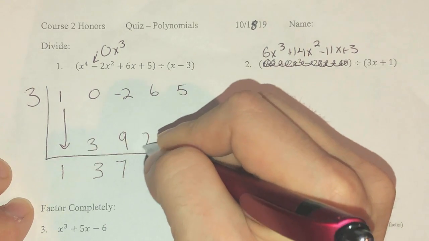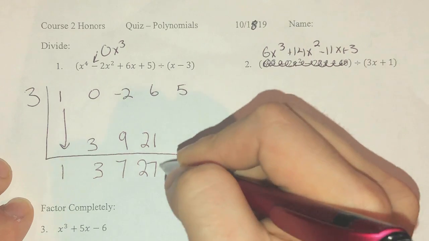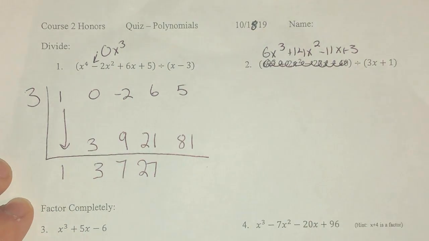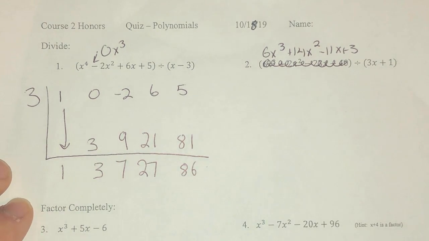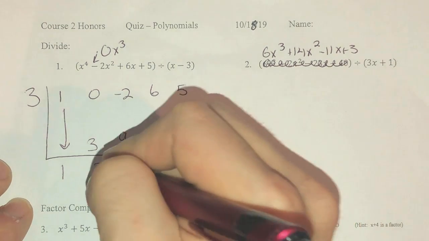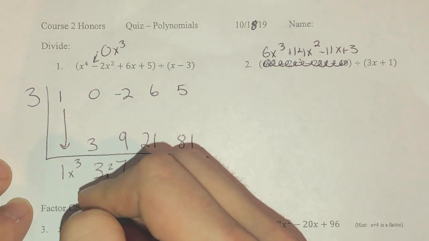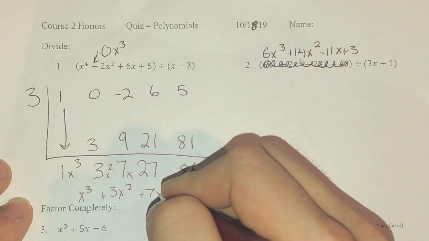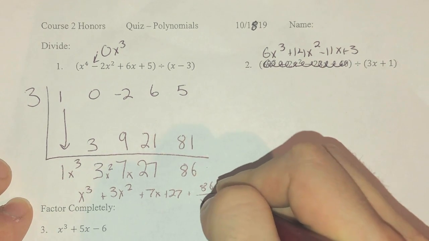7 times 3, giving me 21. 21 plus 6, giving me 27. 27 times 3, that you had a calculator for, giving me 81. Adding up 5 and 81, getting 86. So our answer is boom, boom, boom: x cubed plus 3x squared plus 7x plus 27, plus 86 over x minus 3.